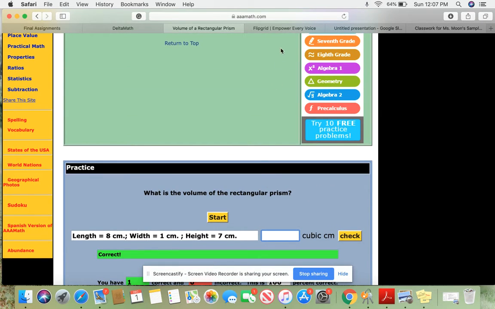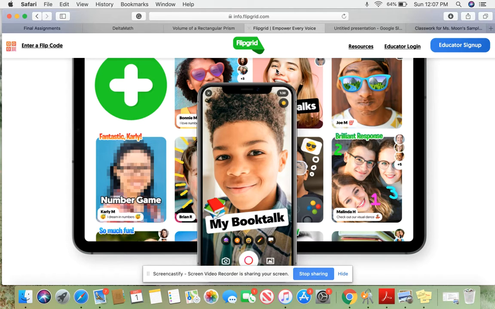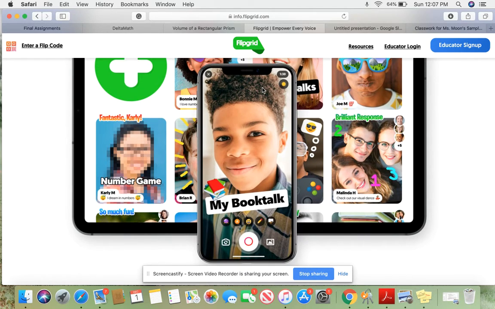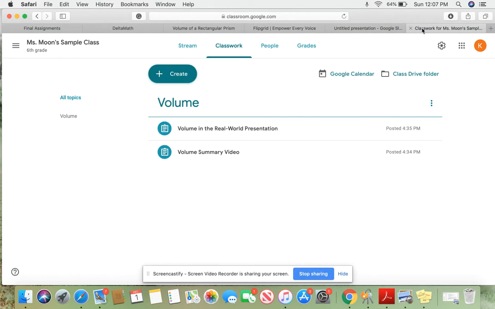After they've practiced, they would go to Flipgrid, and this can be done on a phone or a tablet that they would have access to in class. And they would just record a summary over volume explaining how to find the volume of a rectangular prism and why the formula works for finding volume. Why does the volume equal the length times the width times the height? Once they have that video recorded, they would submit it in the corresponding Dropbox in Google Classroom. So that's where they would put it for me to view, or if other students are struggling to understand volume, they can refer to this resource and watch other peers' explanations of volume and why it works.